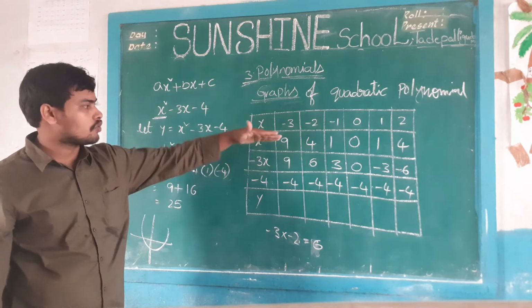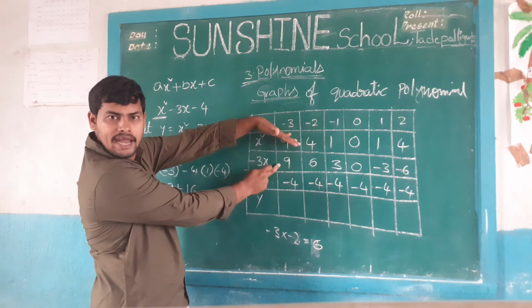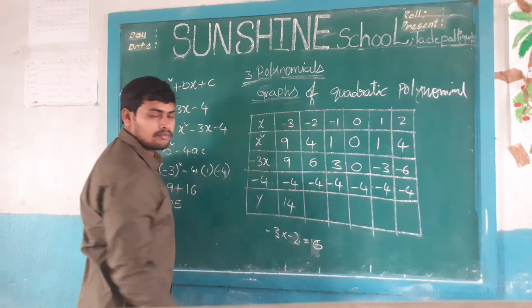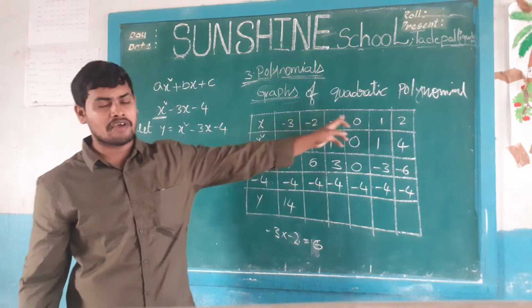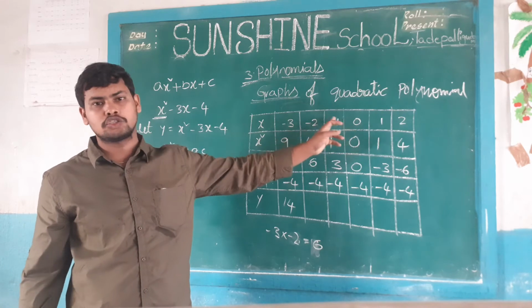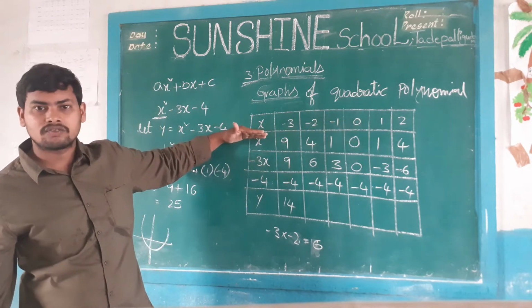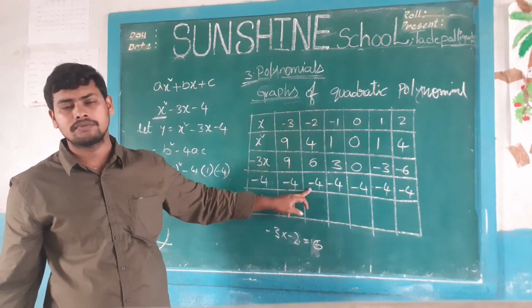Now add this from x square. 9 plus 9, 18. 18 minus 4, 14. Okay. Next, 4 plus 6. Don't add these values. These are all assumed values. So don't add these values. Add from x square onwards. 4 plus 6, 10. 10 minus 4, 6.